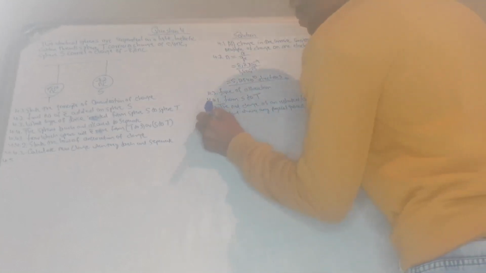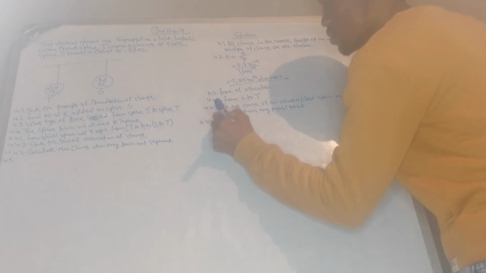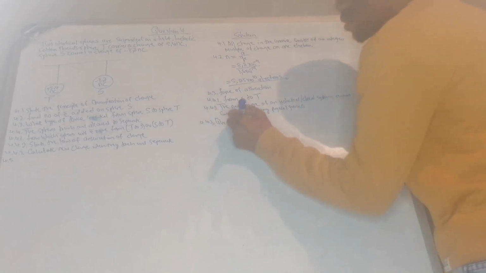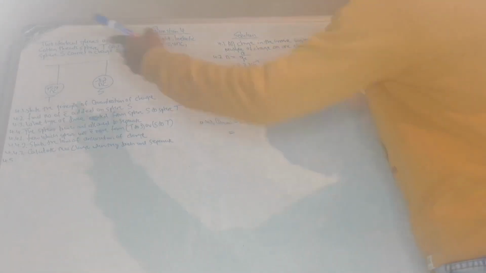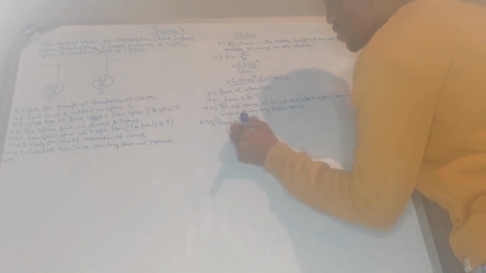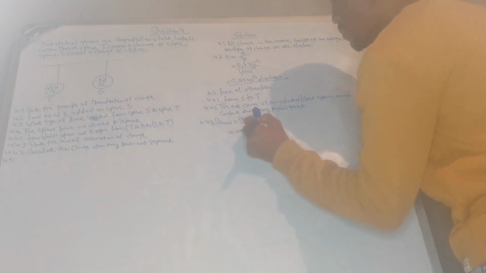4.4.3. Calculate the new charge when the spheres touch and separate. Ready? Q new equals Q1 plus Q2 divided by 2. Q1 is positive 5.4 times 10 to the minus 9. Sphere 2 is negative 8.2.